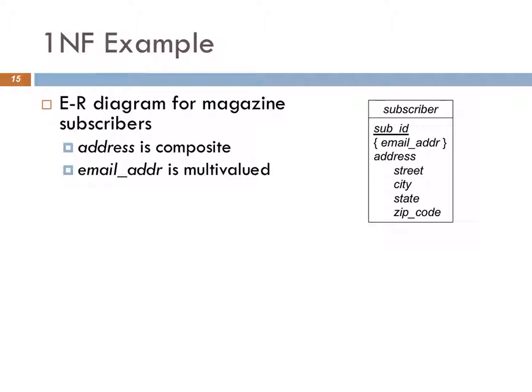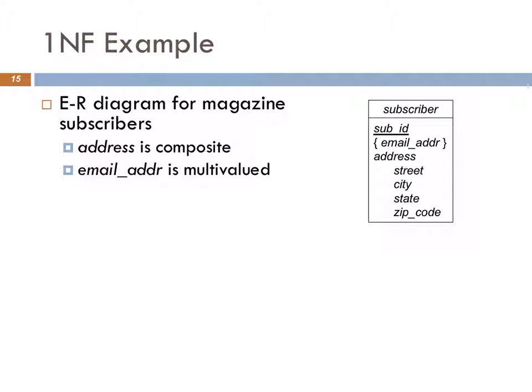So yeah, here's a simple example ER diagram for magazine subscribers. You can see that we have zero or more email addresses. Remember that when we have a multi-valued attribute, it's a set. It's not a multi-set. So for a particular subscriber, each email address they have is only allowed to appear once. And then we have a composite as well: address, street, city, state, zip code.